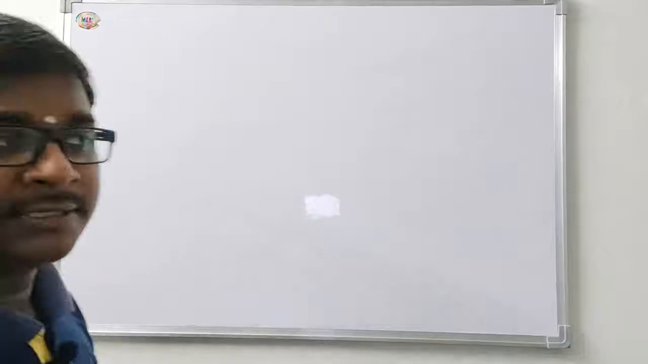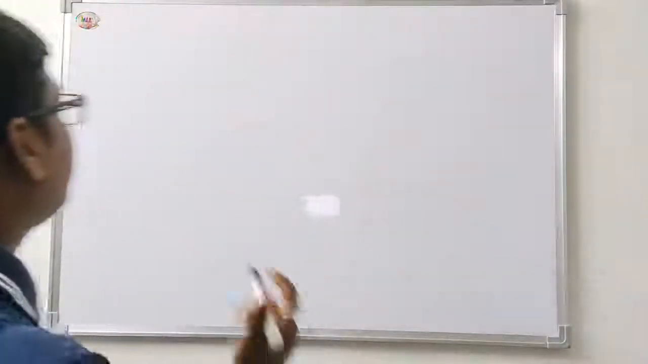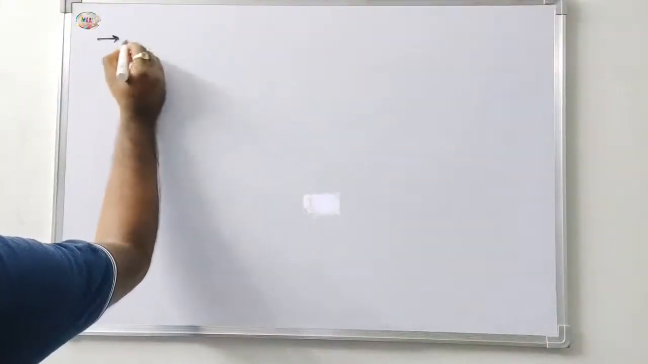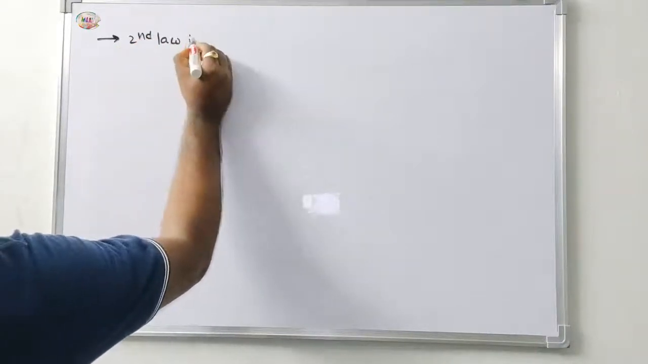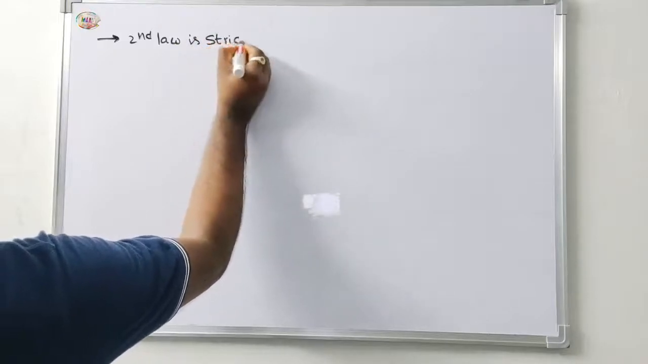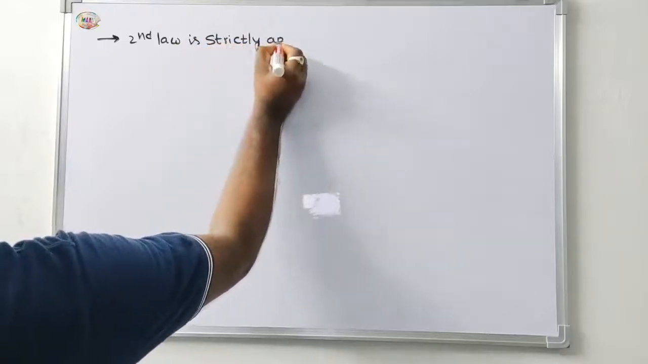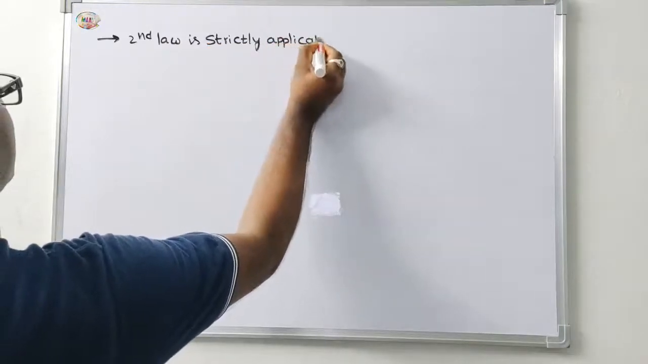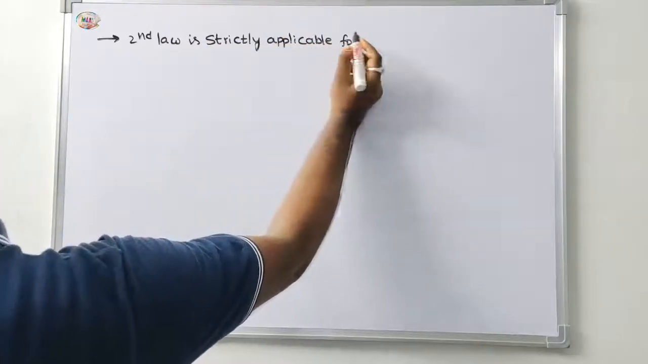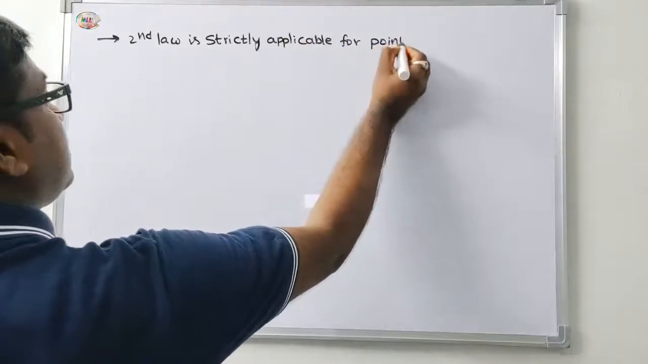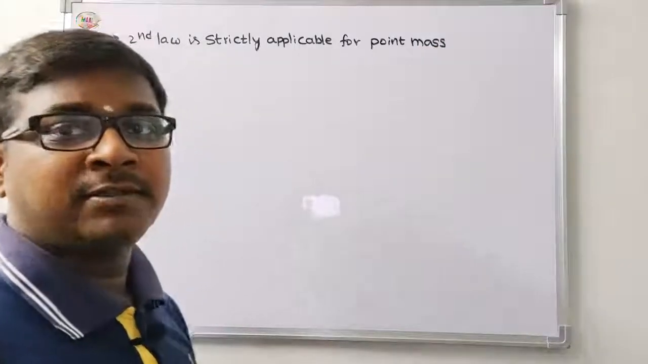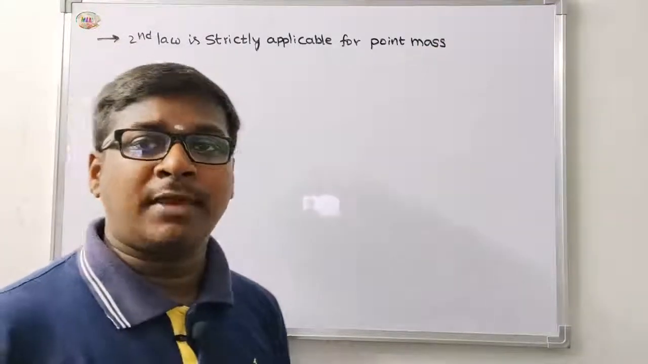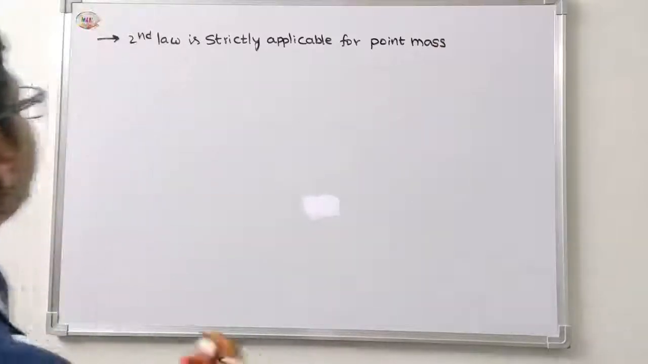Newton's second law is strictly applicable for point mass. It is also applicable for inertial and non-inertial frames of reference.